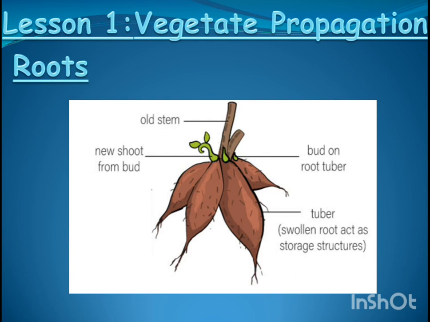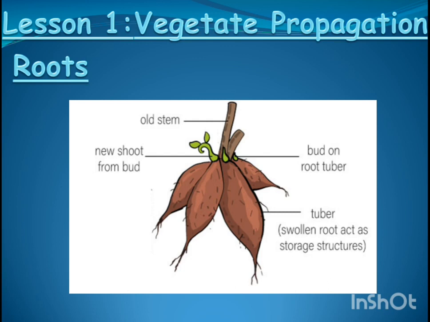On this you can see small buds. Can you see the buds? Here the bud is shown. Those buds can grow into a new plant. When a bud is taken and sown in the soil, it starts growing with root and shoot. Can you see the new shoot growing from the bud? The old stem is above, and the new shoot, which is the stem, is growing from the bud of the root, which is the tuber, which is swollen.